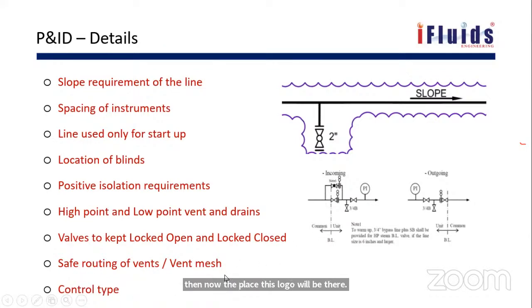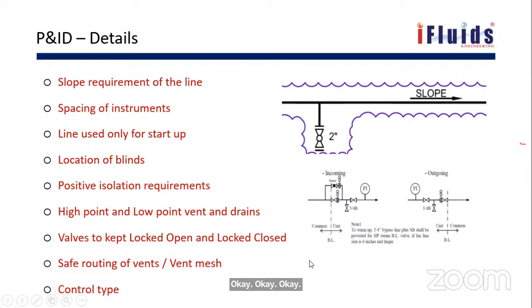If it is an atmospheric tank, then it will be an open-to-atmosphere tank with a mesh. The mesh is to avoid birds or insects coming inside. The safe routing of vents, those things will be captured in the drawing.